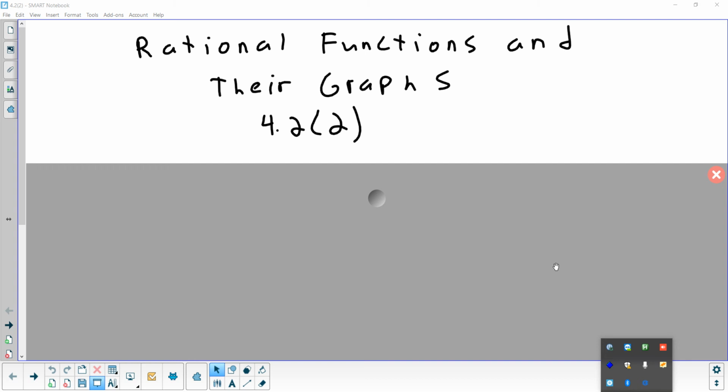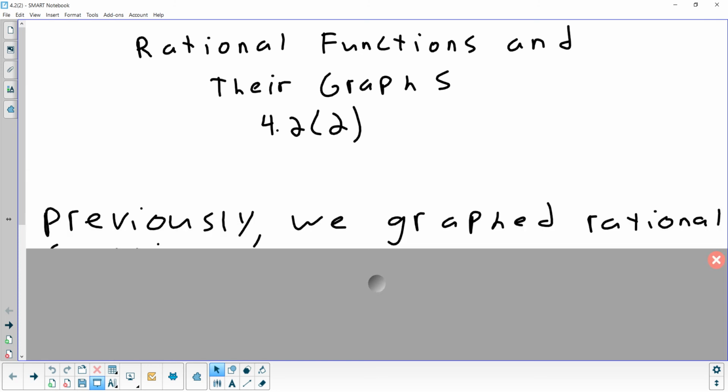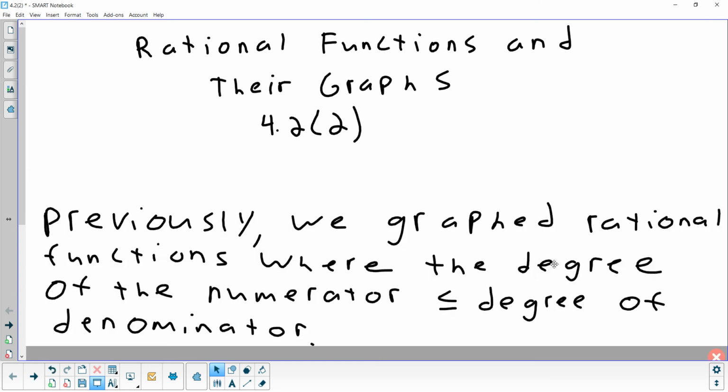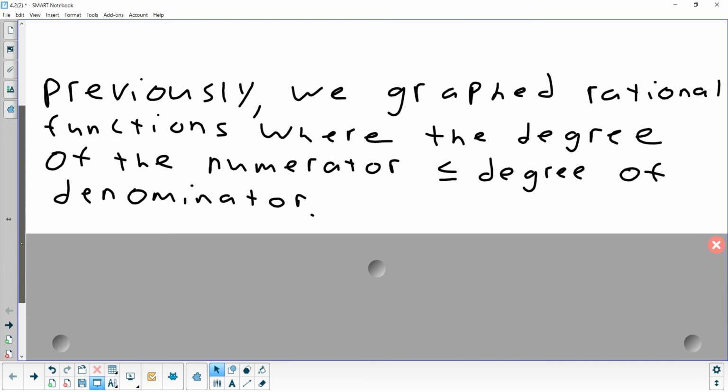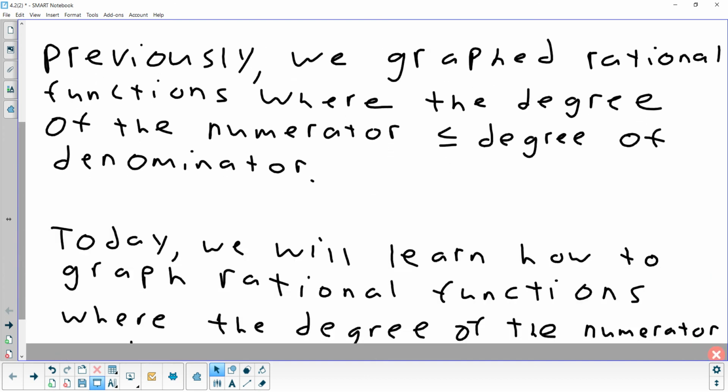All right, the last section we're going to look at is 4.2, part 2. And yesterday we looked at graphing functions when the degree of the numerator was less than or equal to the degree of the denominator. So that's what we did yesterday. Today, what we're going to look at is when the degree of the numerator is greater than the degree of the denominator.